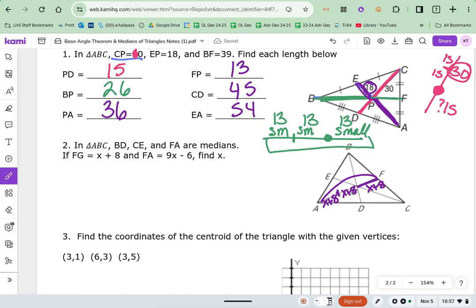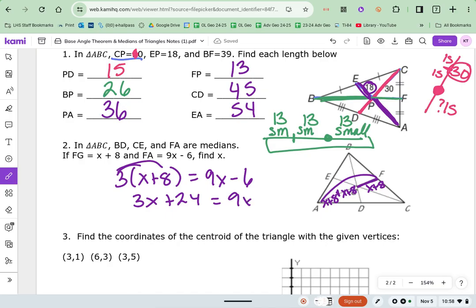So we can say 3 of the x plus 8 pieces equals 9x minus 6, because FA is also described by 9x minus 6. So 3 of the little pieces should equal the whole thing. So then we're just going to distribute. So 3x plus 24 equals 9x minus 6. So I've got 30 equals 6x, so x is 5.